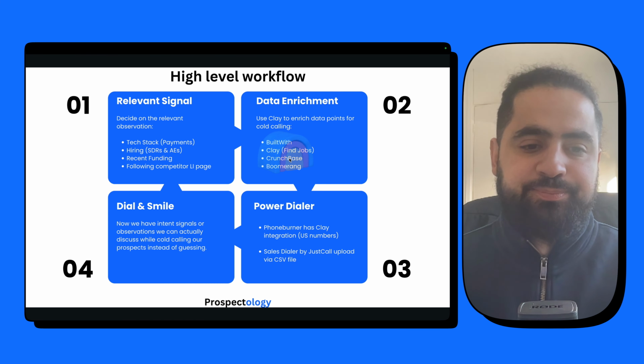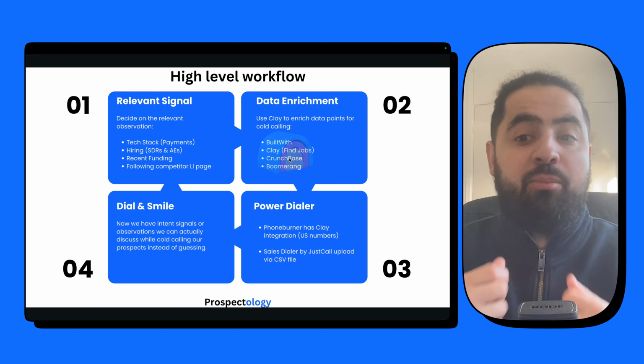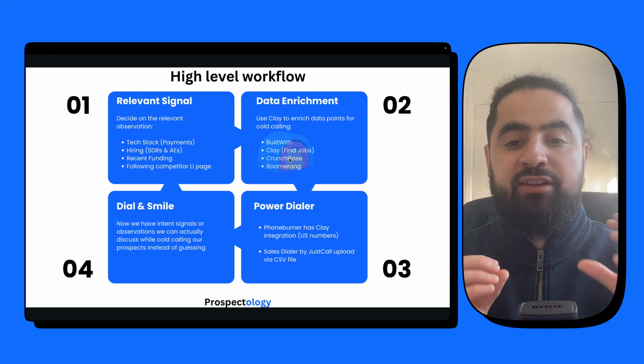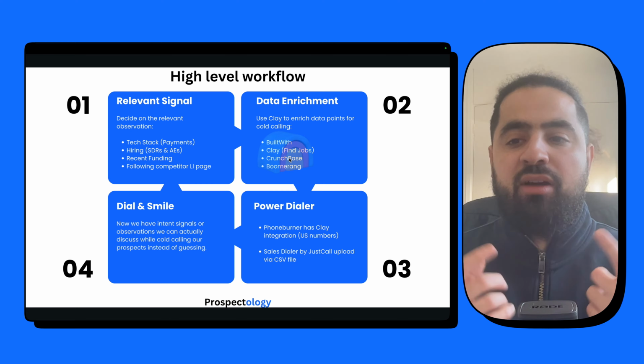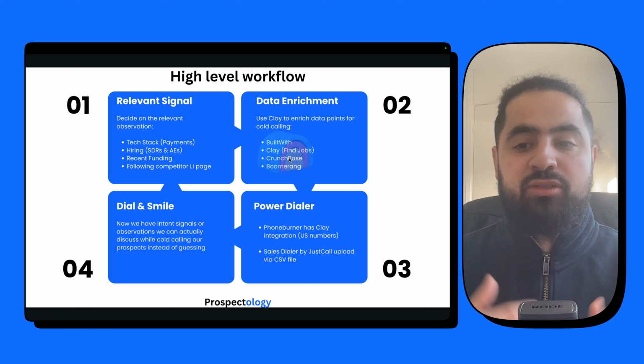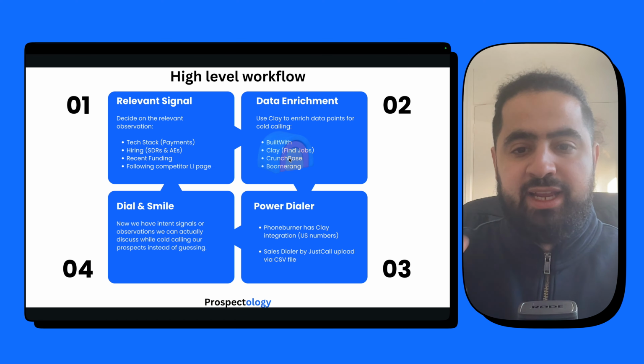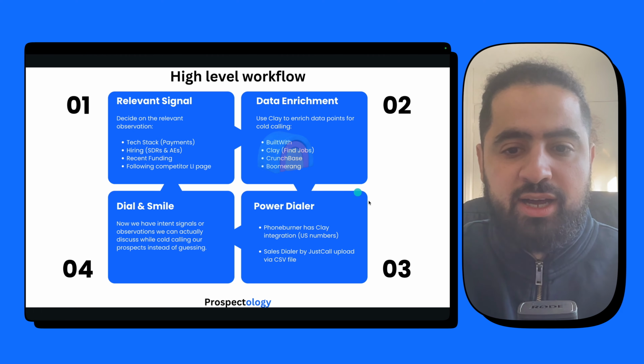Now we actually have an intent signal that we found inside of clay.com to speak about while we're doing the cold calling, instead of just guessing what they might want to do, or instead of just pitching our features or whatever pains we might assume they're going through. We're actually going to enrich real-time triggers or observations that are relevant to the key stakeholder, so we can actually resonate with them. So in a second, I'm going to show you a couple workflows.